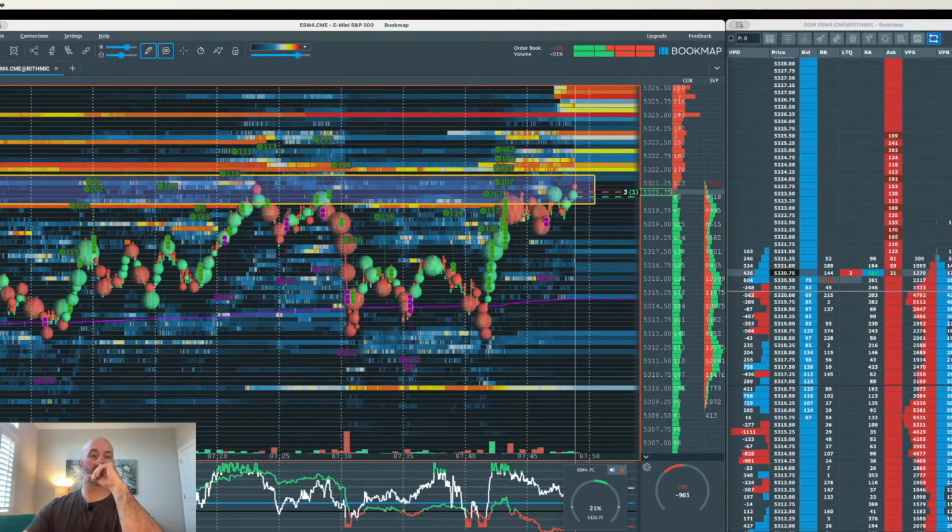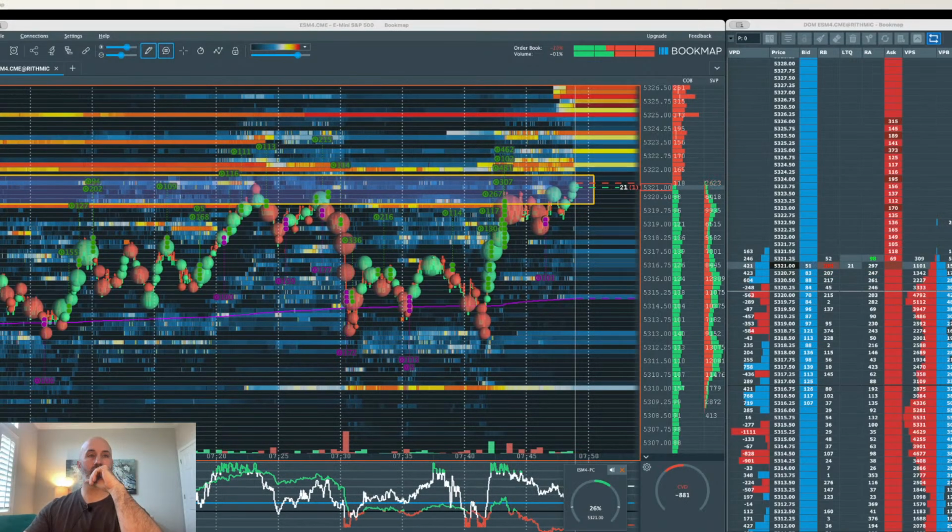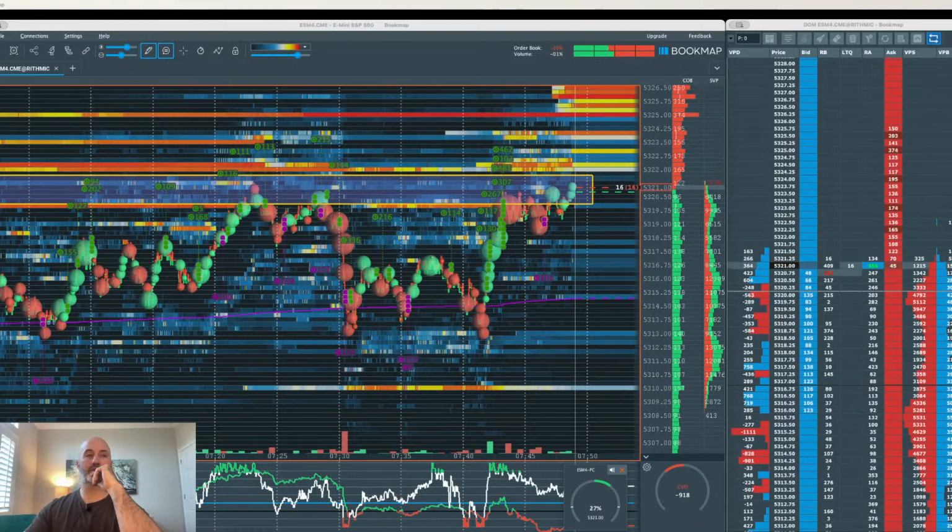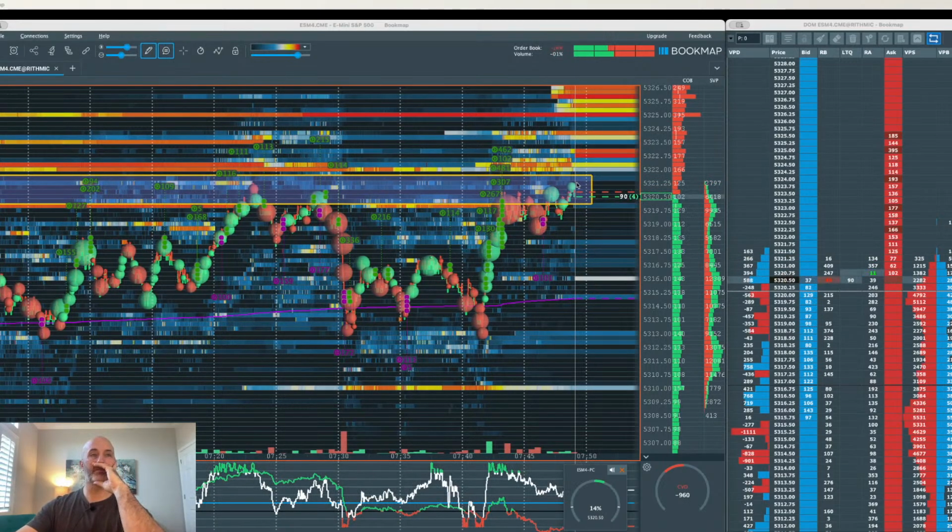Oh, here's the new high of day. It's going to touch it again. 53.21.50 is the high of day. Just touching it, but we got a lot of volume up here.